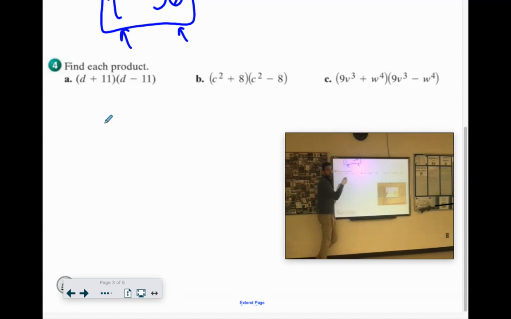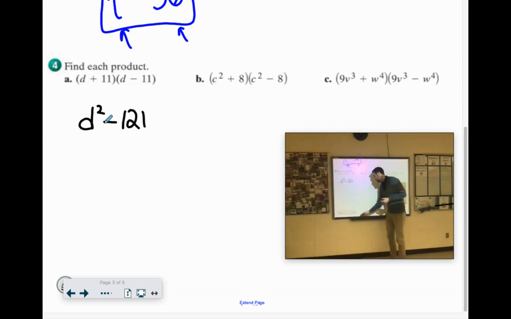D plus 11, D minus 11. Square the first term. What's D times D? D squared. Always put minus, square the last term. 11 times 11, 121. You would get the same answer if you were to FOIL it, because the plus 11D and the negative 11D would cancel each other out.